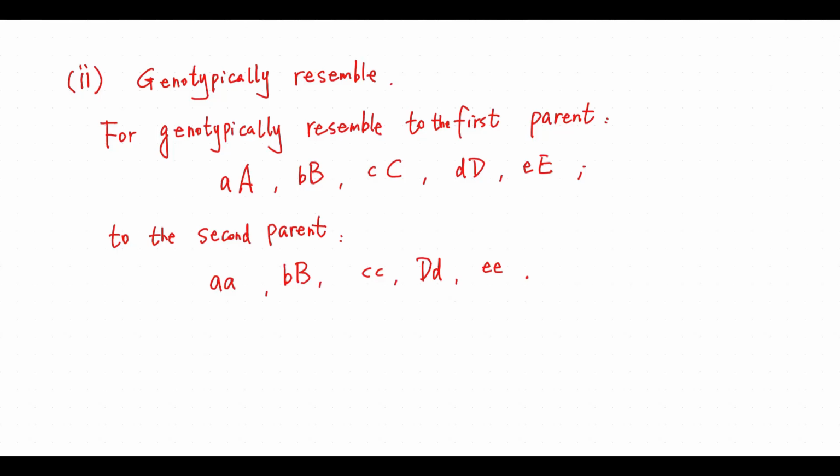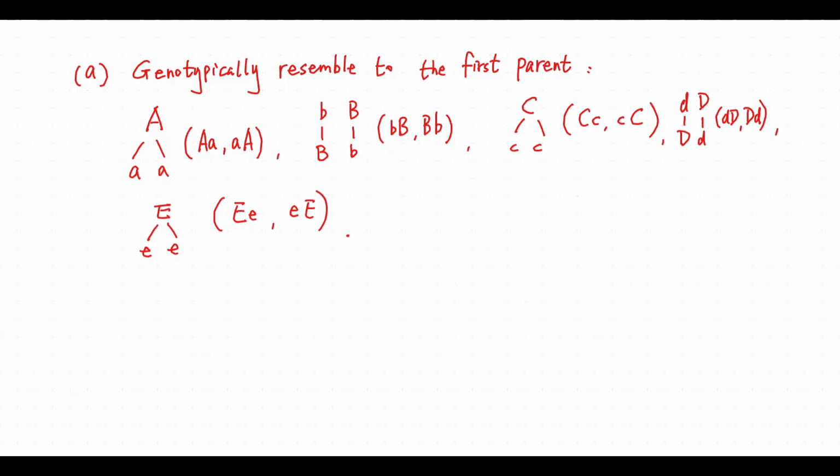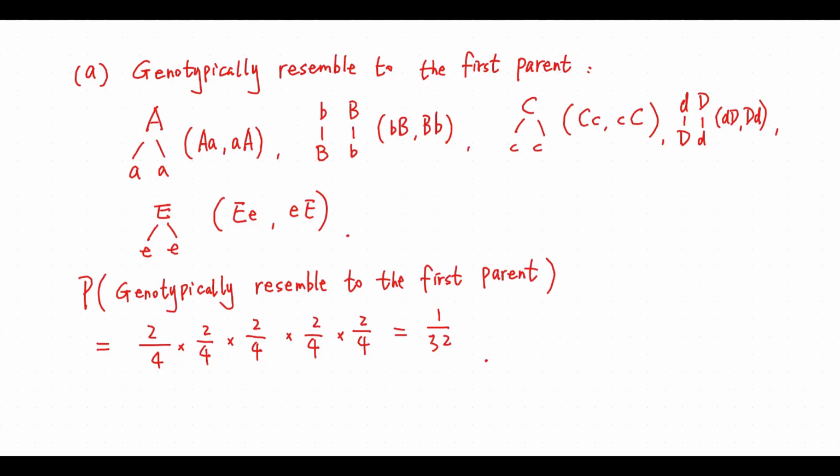Question 2. Genotypically resemble. For genotypically resembling the first parent, we have those letters. For the second parent, we have those letters. Case A, genotypically resemble the first parent. This case is illustrated by this figure. The probability for this case equals 1/32.